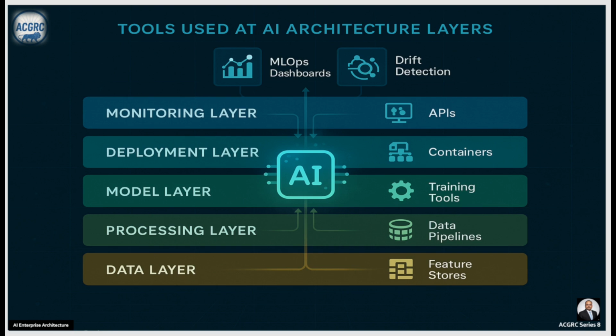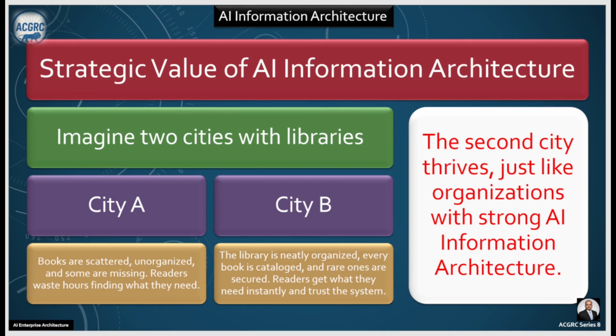The key takeaway, if I put it that way, would be that the strategic value of AI information architecture is that it transforms raw data into a powerful, reliable, and trusted source for decision making, innovation, compliance, and competitive advantage. Just like a well run library empowers a city with knowledge, good AI information architecture empowers the organization with insight and trust.